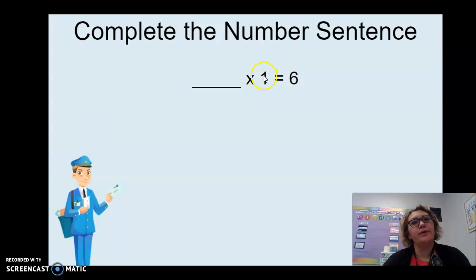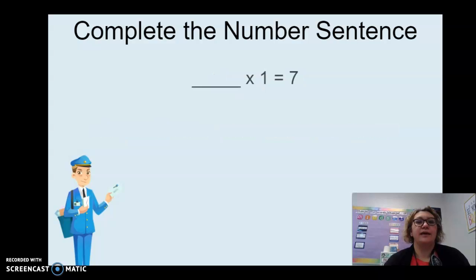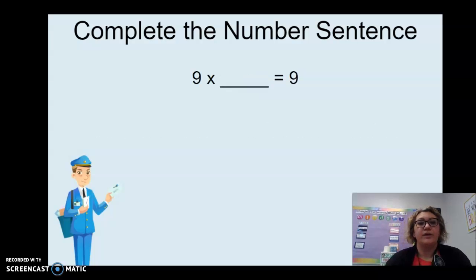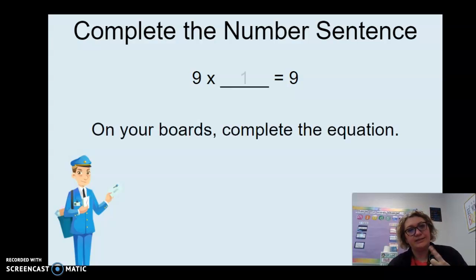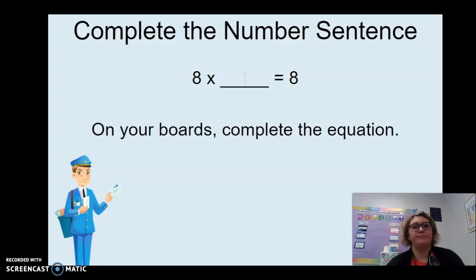Complete the number sentence. What number times 1 equals 6? Any number times 1 is that number. So we know that 6 times 1 equals 6. Okay, on your board, if you have it, complete this. What number times 1 equals 7? 7. What number times 9 equals 9? 1. So they mixed it up on us this time. Okay, 8 times what number equals 8? 1.